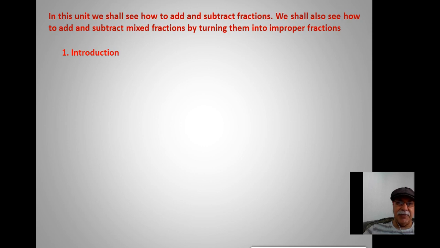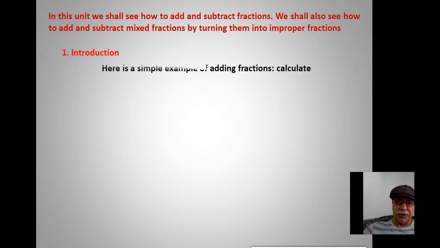This is an introduction to the meaning of adding and subtracting fractions. Simple example: adding fractions. We have here a fraction, 1 over 5. This means 1 part from 5 parts. You see here the circle has 5 parts, 1 2 3 4 5. We take only one part from these 5. That's why we write this fraction as 1 over 5.